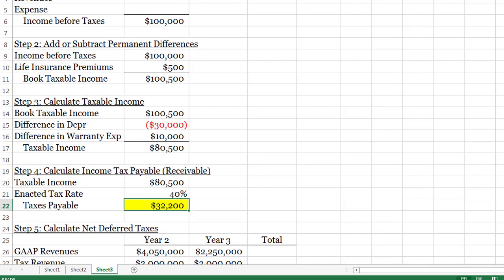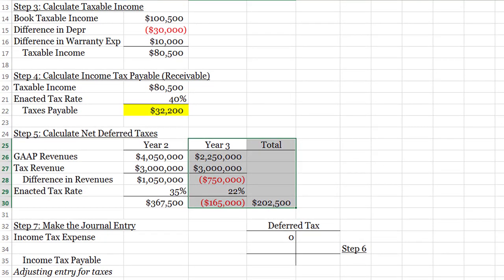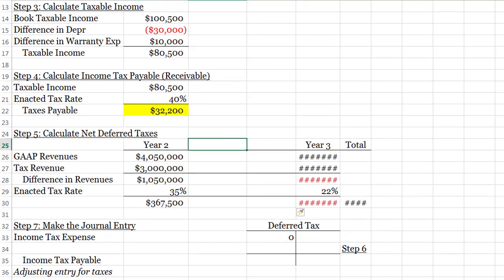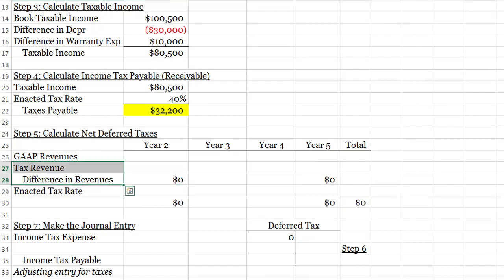So our taxes payable for year 1 will be $32,200. Now for step 5, we're going to use the exact same process as we've done in the past. The only difference is you need to add 2 more years. So let me see if I can copy this across. So I've got year 2, year 3, year 4, and year 5. And I need to replace the values and the percentages.